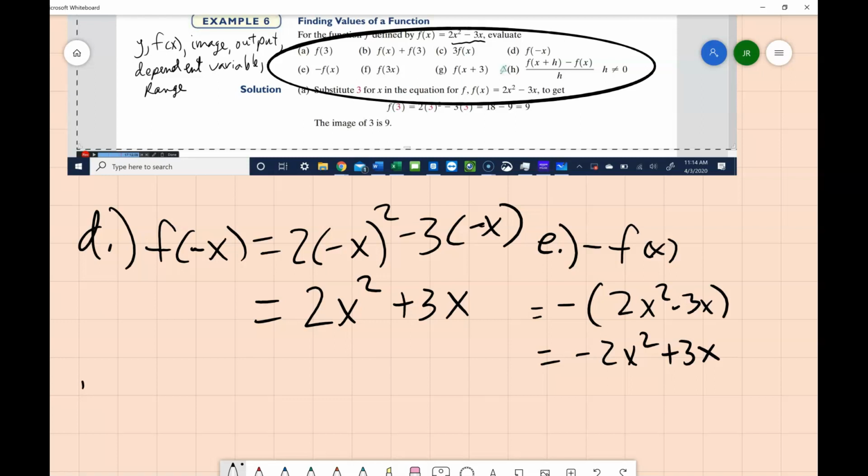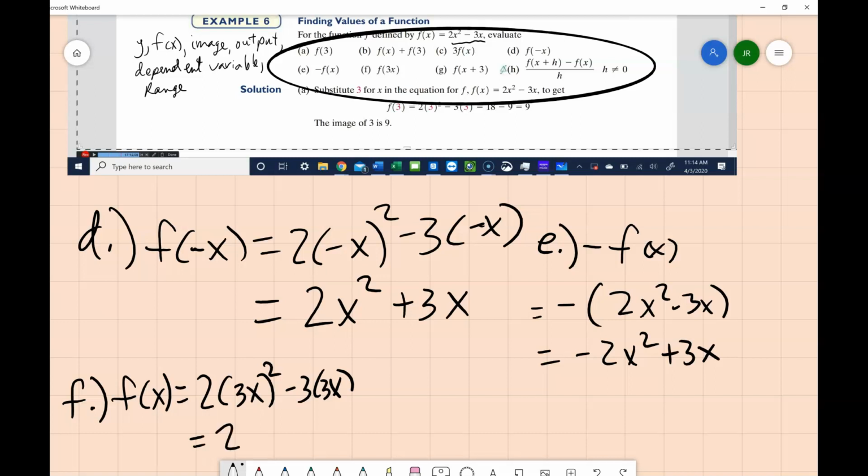Part F, this time I'm plugging 3x into the machine. So everywhere there's an x gets replaced with a 3x. So 2 times 3x squared minus 3 times 3x. With order of operations, I have to square the 3x first. So 3x times 3x, that's 9x squared. So 2 times 9x squared minus 3 times 3x. Now I can multiply. It's going to be 18x squared minus 9x.